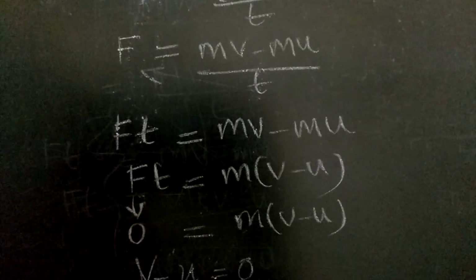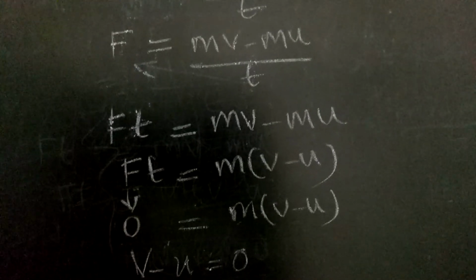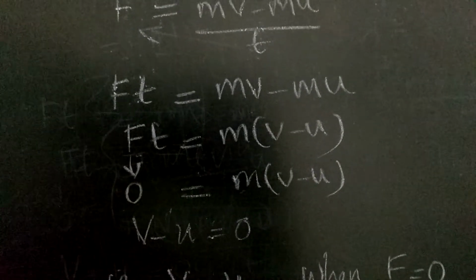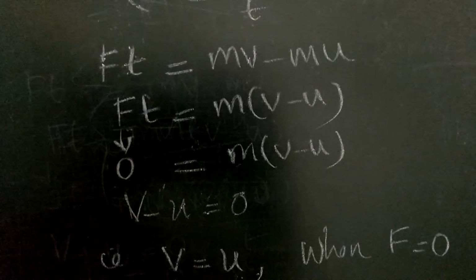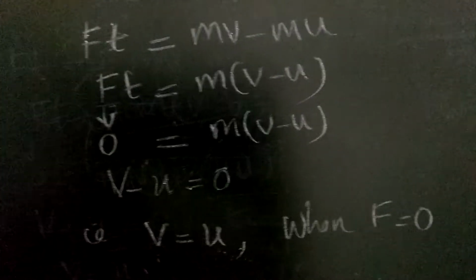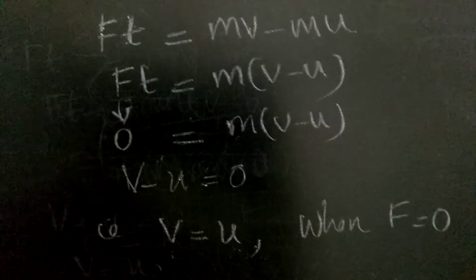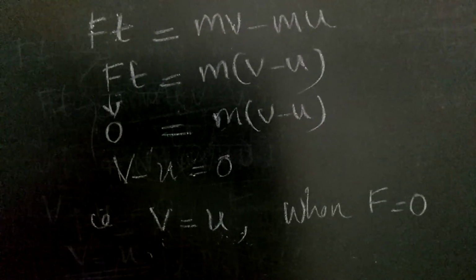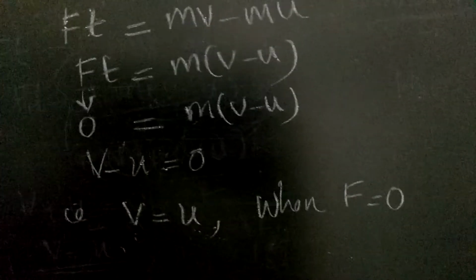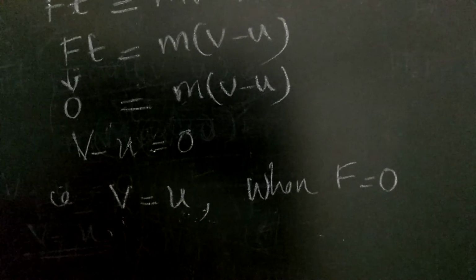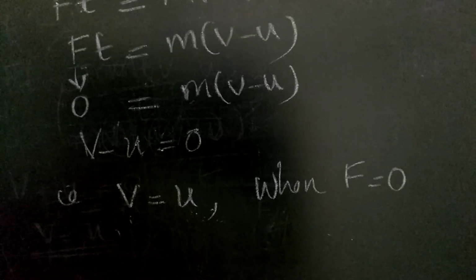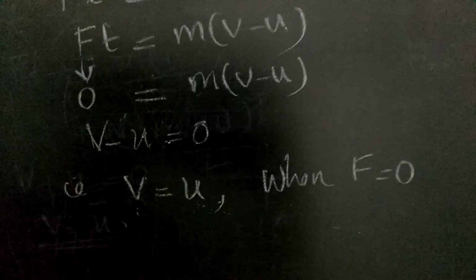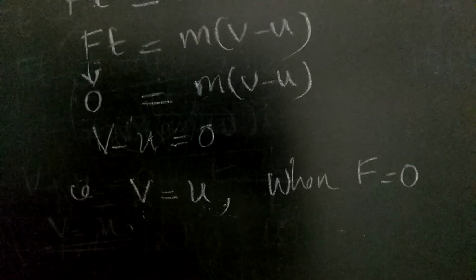If F is 0, that means the external unbalanced force is 0, then 0 equals m into (v minus u). m cannot be 0, so mass is constant and it cannot be 0. So v minus u is equal to 0. Therefore, we can write v equals u when F is equal to 0. That means if there is no external unbalanced force, then the initial velocity is equal to the final velocity. That means if the object is moving with a velocity u, it remains constant, so that object is in uniform motion.